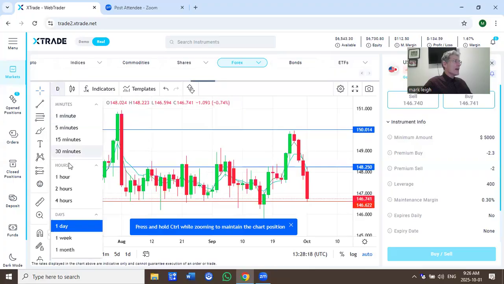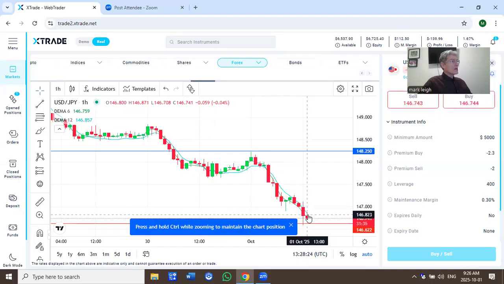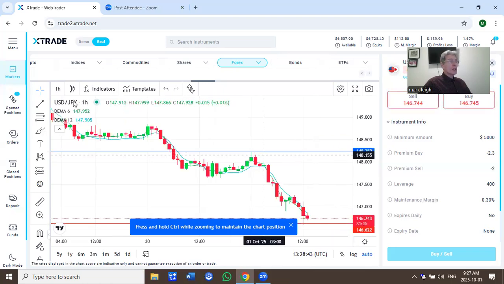Just zooming in, there you can see strong sell-off, and US dollar has not fought back as yet. If there's going to be a bounce from weak US dollar to strong US dollar, I believe it'll be from around this area, the support level, and buyers would be looking all the way back up here at the 148.25. But so far, weak US dollar and no bounce back as yet.